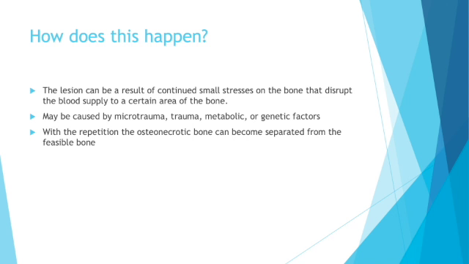It is not completely understood why lesions appear and become necrotic, but it's thought to be a result of continued small stresses on the bone that disrupt the blood supply to a certain area of the bone. It may be caused by microtrauma, trauma, metabolic, or genetic factors. With the repetition, the osteonecrotic bone can become separated from the viable bone.